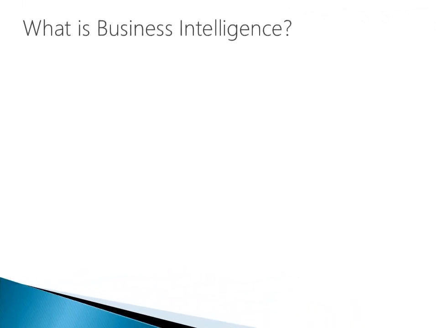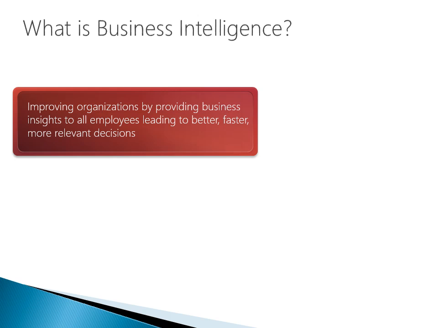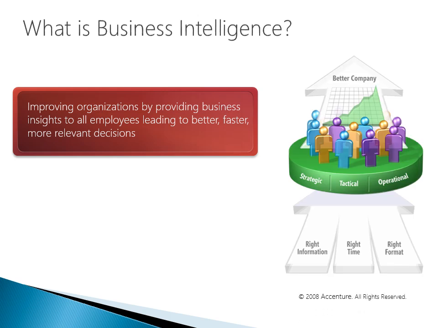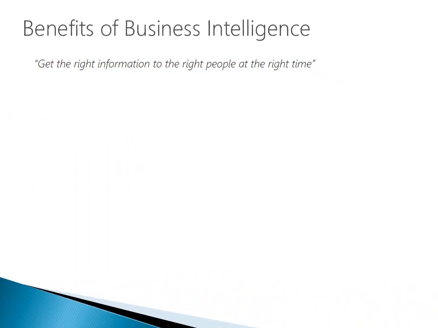We can think of all these business intelligence definitions as improving organizations by providing business insights to all employees, leading to better, faster, and more relevant decisions. This is essentially getting the right information at the right time in the right format to the people who are using the information so that they can make their decisions. And that's really all business intelligence is. As I said, it's getting the right information to the right people at the right time.